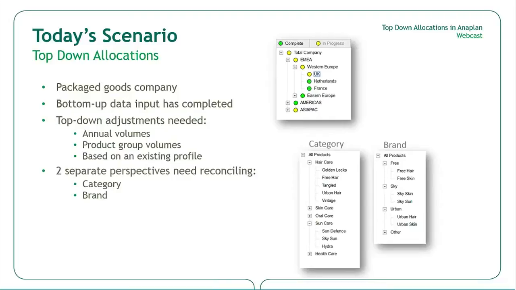There's a category manager's perspective who's focused on growing his category, and that includes a portfolio of brands. The second manager is going to take a more brand-focused view, so his brands span many categories. So we can see here that the free hair product is sitting in the hair care category and in the free brand. And we're going to have a look at how we reconcile these two perspectives. Okay, let's move over to Anaplan and have a look at how the product handles these scenarios.